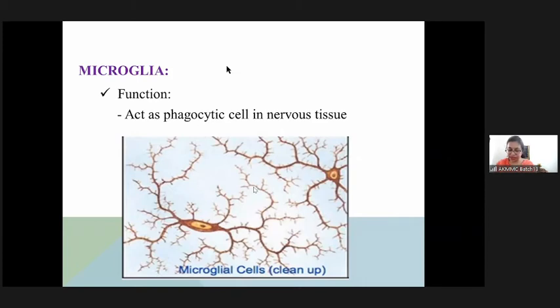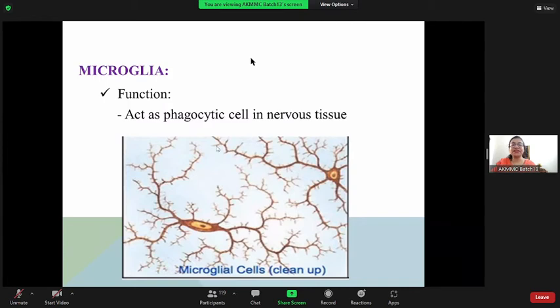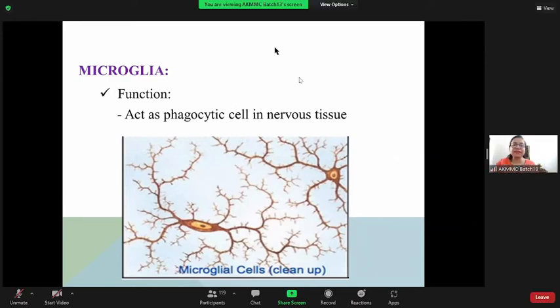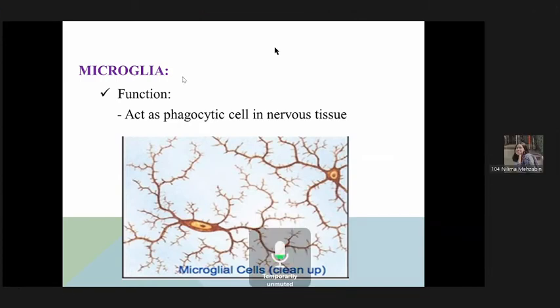We'll find phagocytic cell in the liver, Kupffer cell. Okay, and inside the lung, alveoli, alveolar macrophage. Inside the skin, Langerhans cell. Very good. And inside the central nervous system, microglia. All these are the list of phagocytic cells. Okay, let's ask each other.